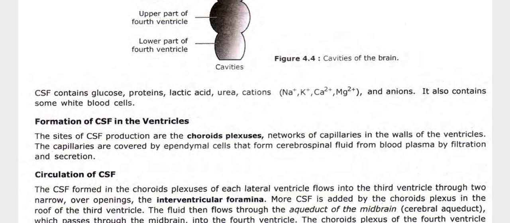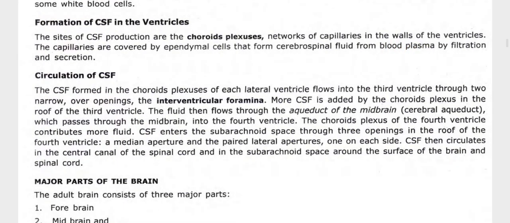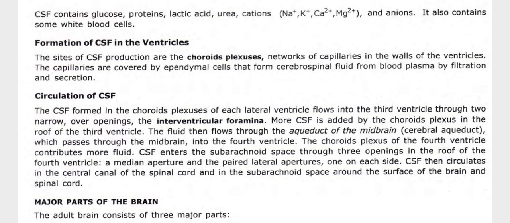So, formation of CSF in ventricles. The sites of CSF production are the choroid plexuses, networks of capillaries in the walls of the ventricles. The capillaries are covered by ependymal cells that form cerebrospinal fluid from blood plasma by filtration and secretion.